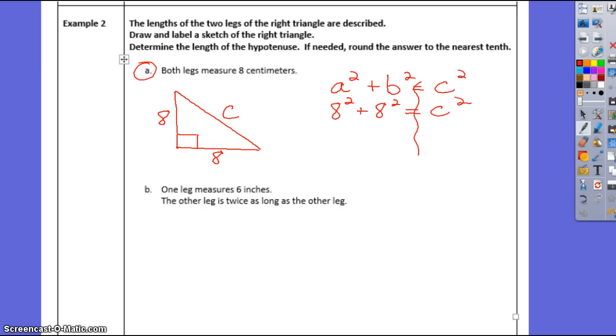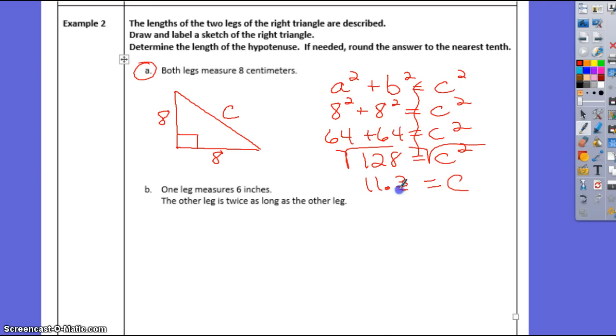So we have 8 squared plus 8 squared equals C squared. What is 8 squared? 64. Good. 64 plus 64 equals C squared. And when you add the two together, you get? 128. And we need to find the square root of each. So C equals, is that a perfect square? No. When you put 128 in your calculator, hit the square root button, you'll end up getting 11.3 rounded to the nearest tenth.